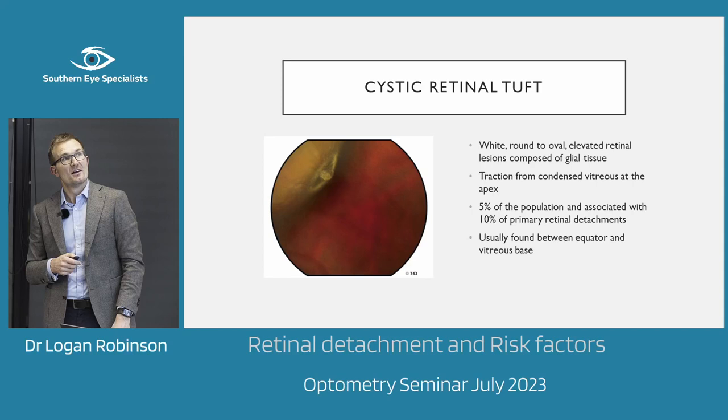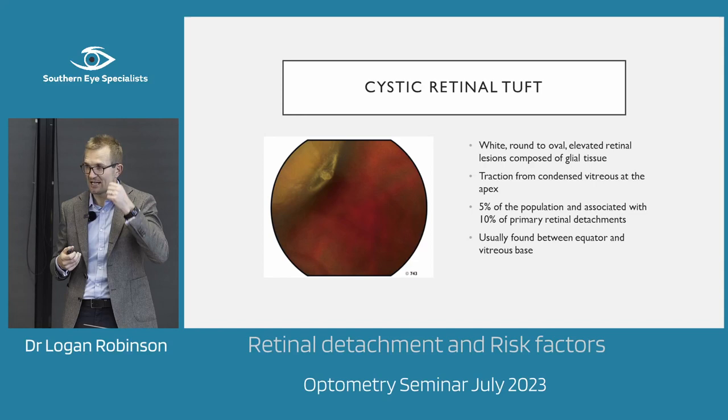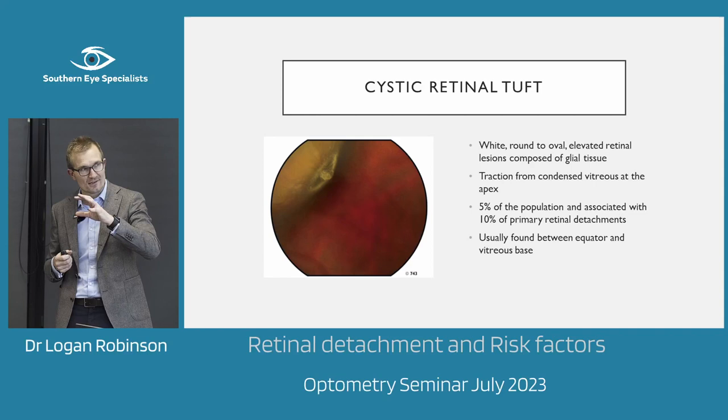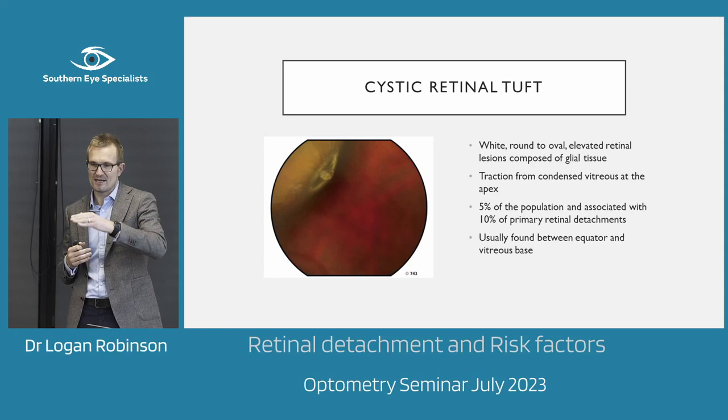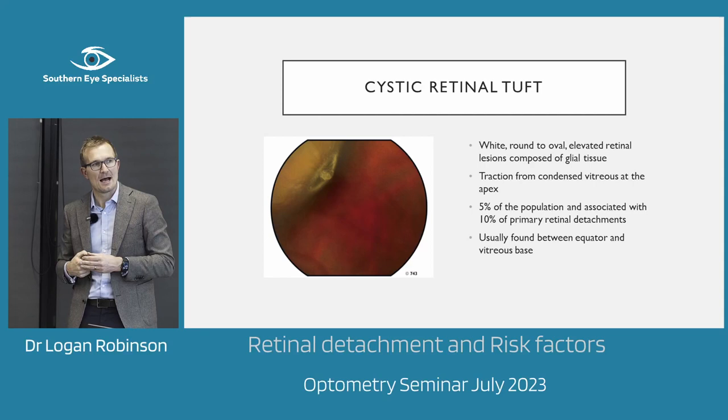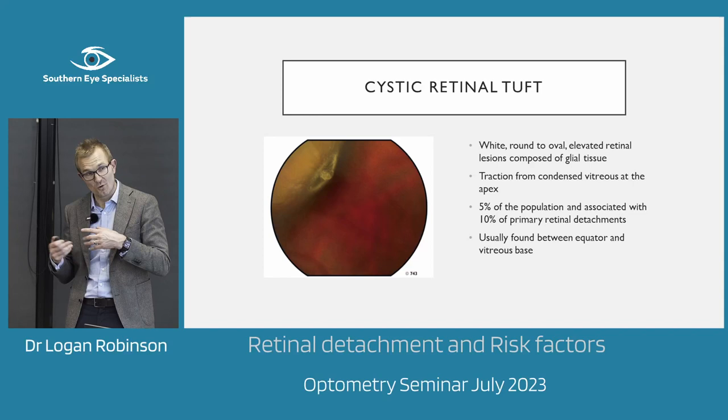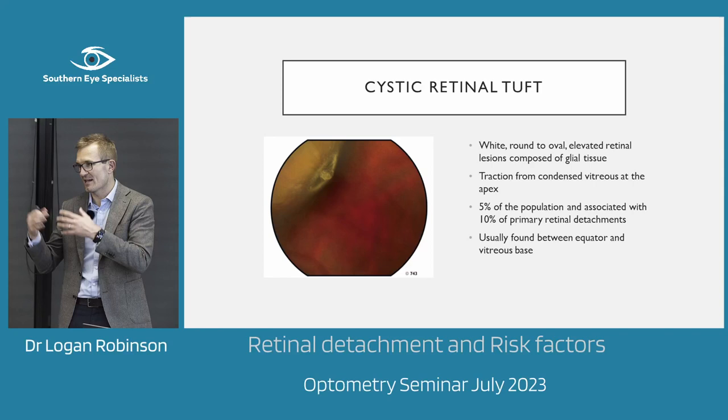So cystic retinal tufts, to be fair, these often just look like a little tear sometimes if you're looking, but they're a little bit whiter, and they are sort of this fibrous glial tissue, sort of scar tissue, and they're sort of perhaps congenital things almost. They don't tend to be at the vitreous base, they're a little bit more posterior, so they're sort of between the equator and the vitreous base. And although they're very common, 5% of the population, they're probably a cause of around 10% of retinal detachments, but that's a large number of people, and very few people get a retinal detachment, so any one of these is very low risk for causing a detachment all by itself. So that's one little thing.